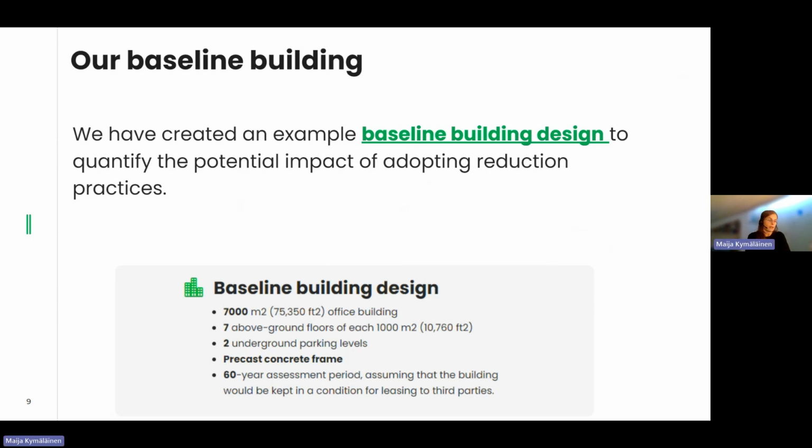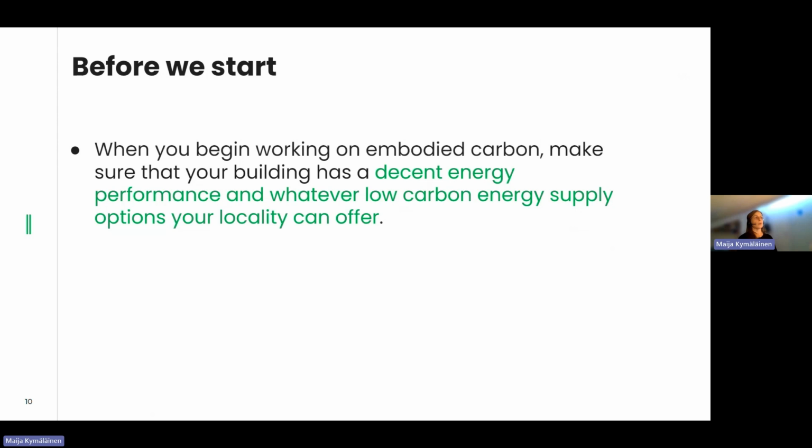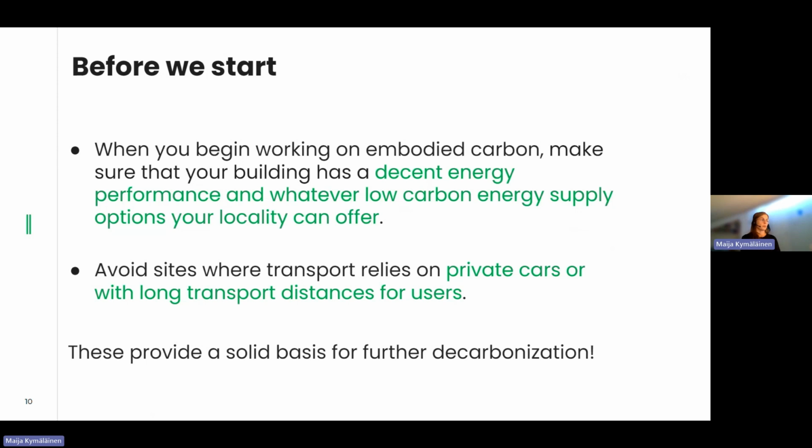And then, before we go into the business, we should remind you that when you begin working on embodied carbon, do make sure that your building has a decent energy performance. That is the key when you are starting your design, and also that it utilizes whatever low carbon energy supply options your locality can offer. Also, one should pay mind to avoid sites where transport relies on private cars or that have long transport distances for users. So if you have to take your own car to get there, you might want to reconsider the site if it's possible. These 2 points provide a solid basis for further decarbonization.